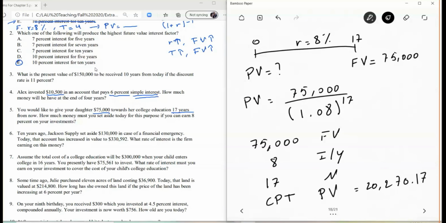Now, the answer that you will see on your financial calculator is going to be minus $20,270. And that negative sign only means that this cash flow is going in the opposite direction of the present value. It doesn't mean that the amount is negative. It doesn't mean that you're going to lose, let's say, $20,000. The negative sign only implies the direction of the cash flow.